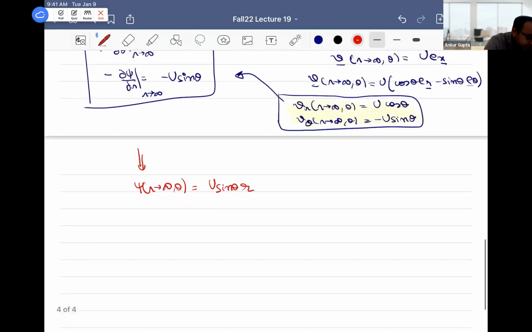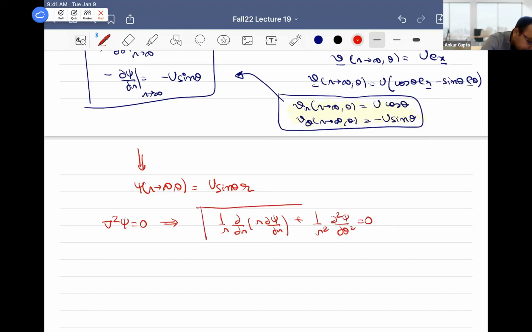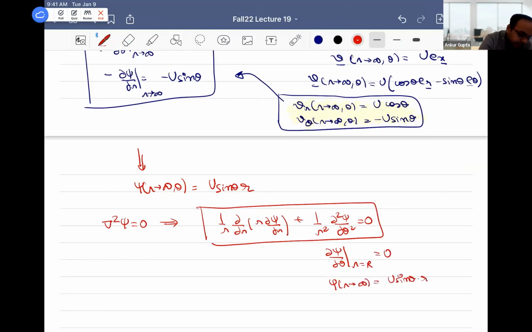Okay. And now we have a PDE, so our PDE is del square psi equal to 0, which implies, let me make sure I get the equation right: 1 by r del by del r of r del psi by del r, plus 1 by r square del square psi by del theta square is equal to 0. Okay, this is the equation I want to solve. My boundary conditions are del psi by del theta at r equal to capital R is 0, and that psi as r going to infinity is u sine theta r. Okay. Any questions here? Please let me know any questions, anything that's confusing.